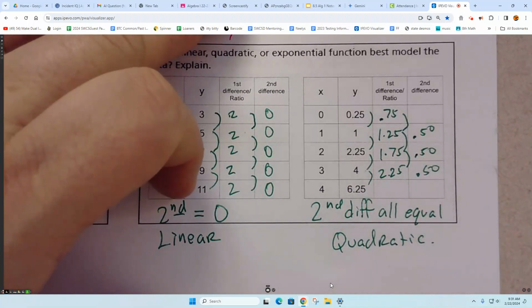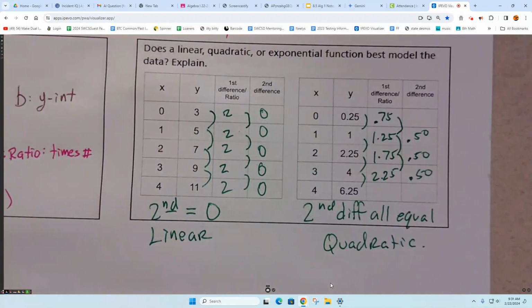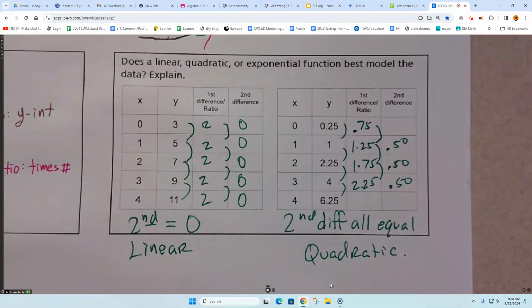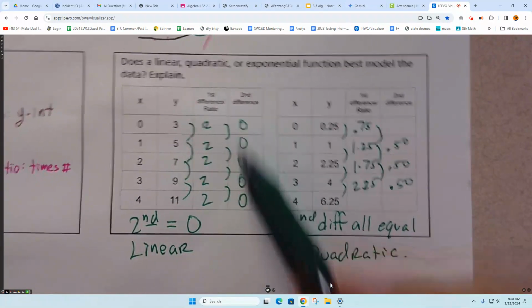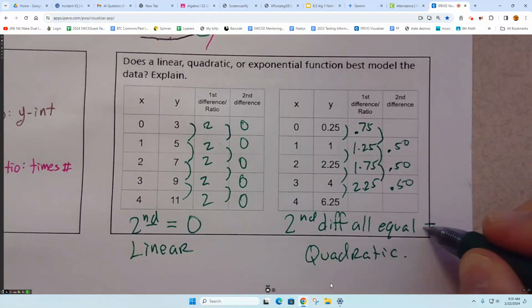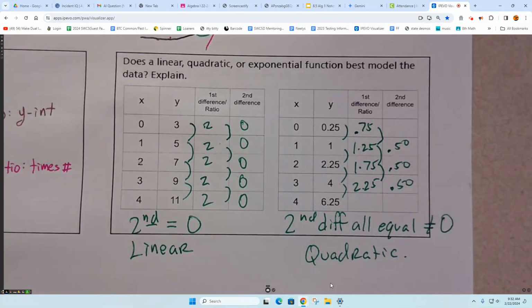Oh yeah, I remember doing these. But 0 is equal to 0. Remember, if everything is equal, 0 equal to 0, it would be quadratic. Let me say it. So you're talking about over here: second differences all equal, but not equal to 0. Good catch. Thank you for that. So everything but 0.